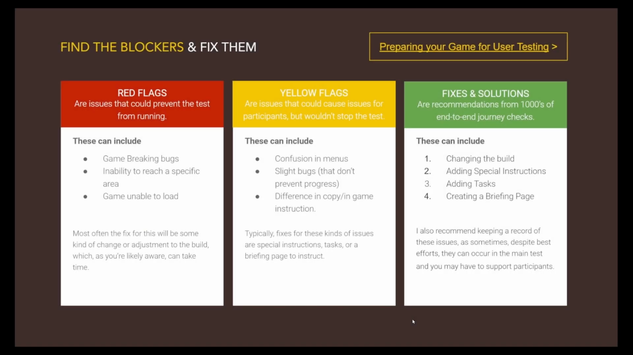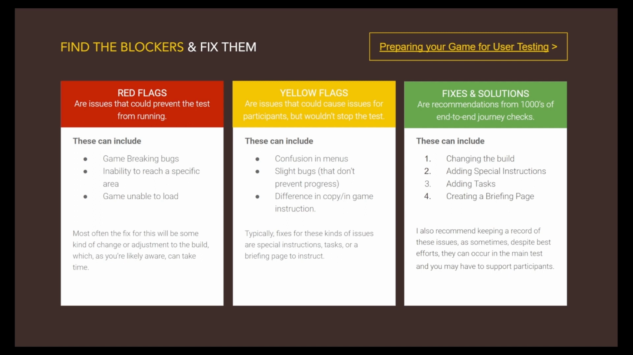Moving on then. The next part that I talked about was finding the blockers and fixing them. So the way we sort of categorize blockers, or we call them flags internally, is red and yellow flags. It helps us really sort of narrow down and focus in on what the priority is.